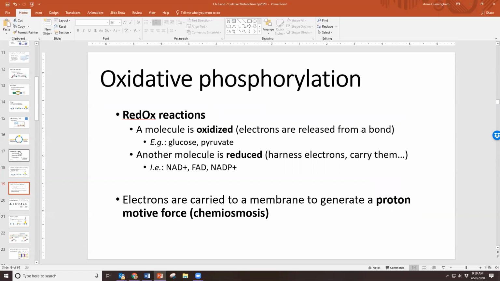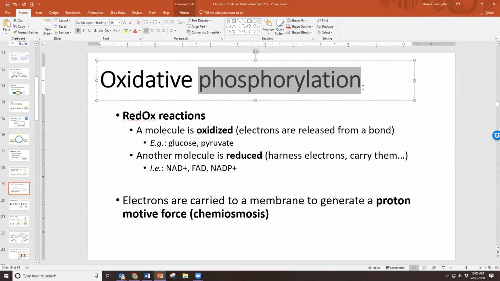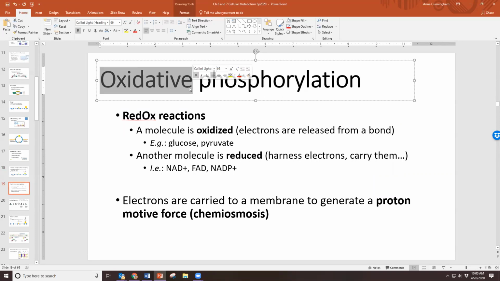The next way that we can generate ATP is via a process called oxidative phosphorylation. Oxidative phosphorylation tells you that we're still phosphorylating ADP to create ATP, but this is telling you where the energy is coming from. Again, we're talking about energy in the form of electrons. Our electrons, in this case, are coming from oxidative reactions.